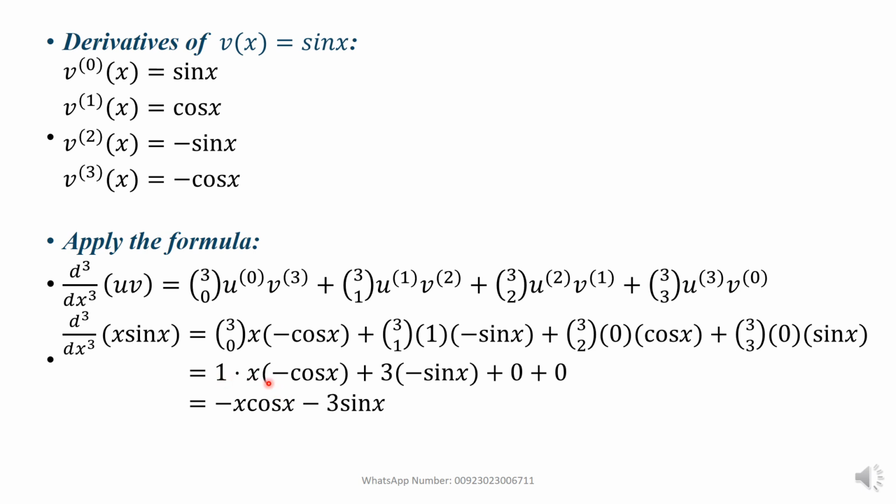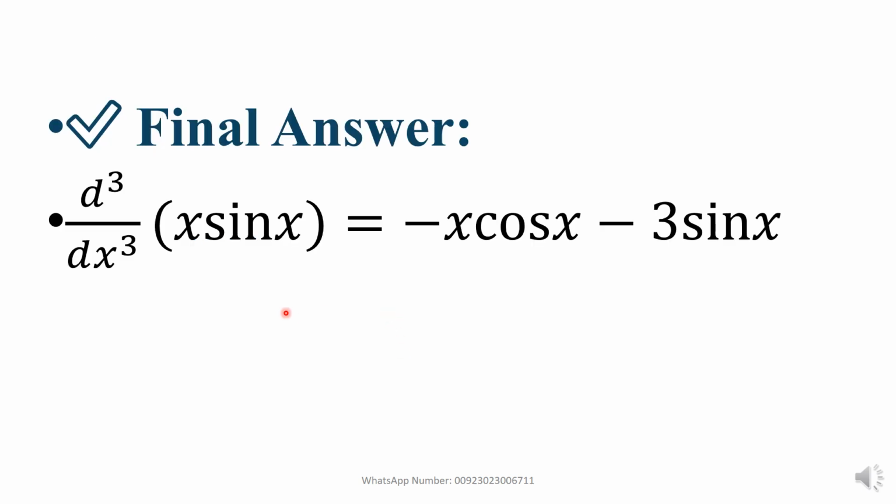Now open the bracket. You can see here multiply by 1, minus x cos x. Now you multiply, minus 3 sin x. Final answer: d power 3 upon dx 3 of x sin x equal to minus x cos x minus 3 sin x.